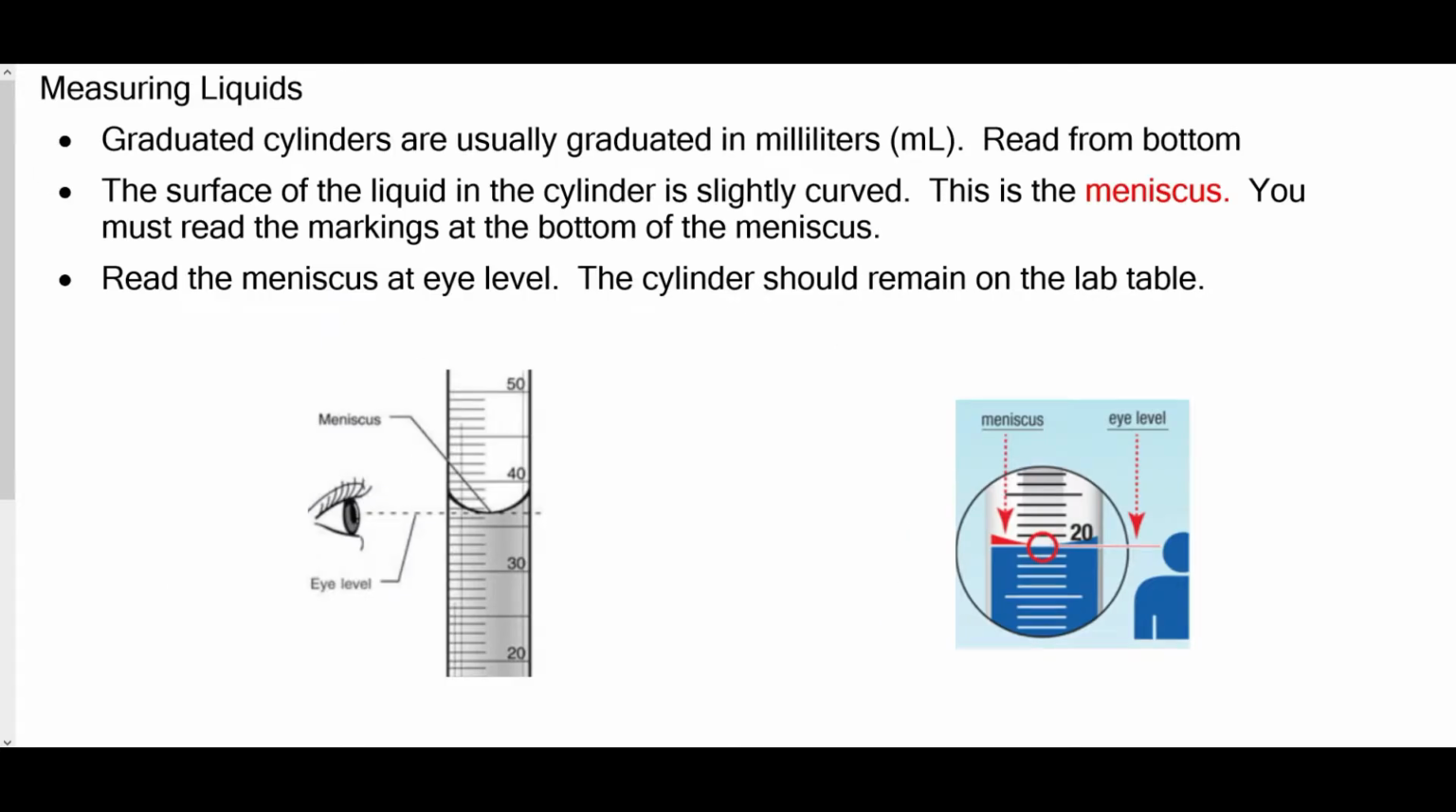Graduated cylinders are usually marked in some form of milliliters, and we read from the bottom. The surface of the liquid in the cylinder is slightly curved, and this is called the meniscus, and you should read the cylinder from the bottom of the meniscus. You want to keep the graduated cylinder on the lab table and make sure that you're looking at eye level, or have your face at eye level to read the meniscus.